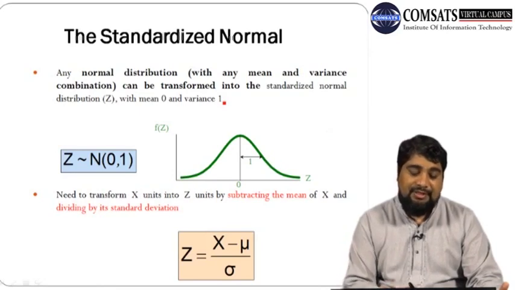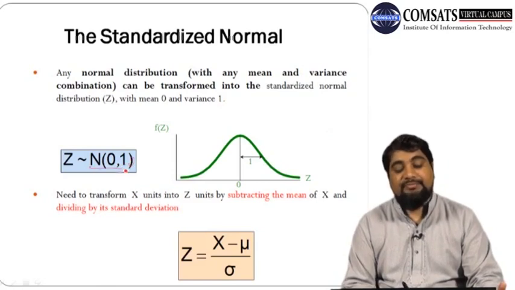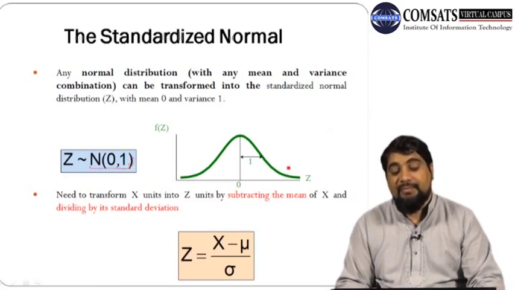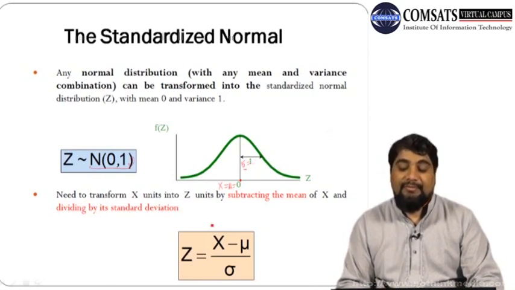Usually we write it using the symbol z. So z is normal with mean 0 and variance 1. Here is the diagram. You can see the bell-shaped curve. Now this mu, the mean of the random variable x, is fixed at 0. Here the peak occurs at its mean, so the mean is 0 in this case, and the spread is measured by the standard deviation, which is the square root of variance. So it is equal to 1.